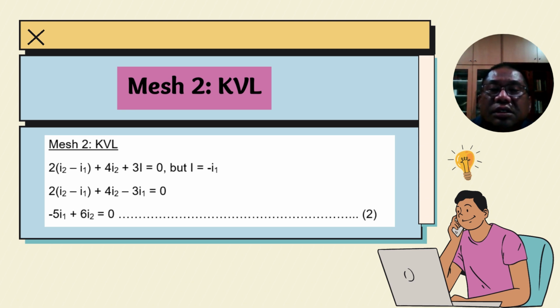If you look at the circuit, this I, the current that flows through the 1 volt power supply, is in the opposite direction to I1. So that's why I equals minus I1. Now, if we simplify this equation, we will get 2 multiplied by I2 minus I1 plus 4I1 minus 3I1. And then we simplify that, and we will get equation 2.